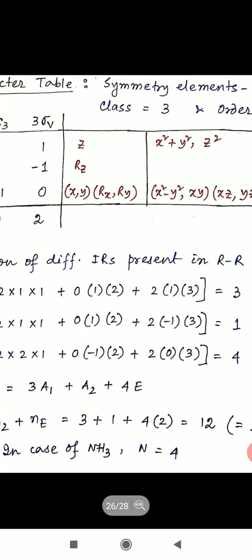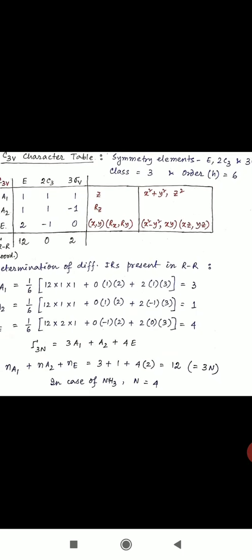In case of the rotational, you can see that E and A2. The rotational Rz, Rx, Ry are there in A2 and E. So that is E plus A2. In case of vibrational, that is the Bethe notation of 3n minus translational minus rotational. So that should be 3A1 plus A2 plus 4E minus (E plus A1) minus (E plus A2). So it comes 2A1 plus 2E.